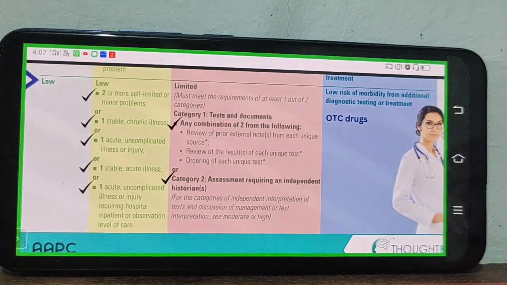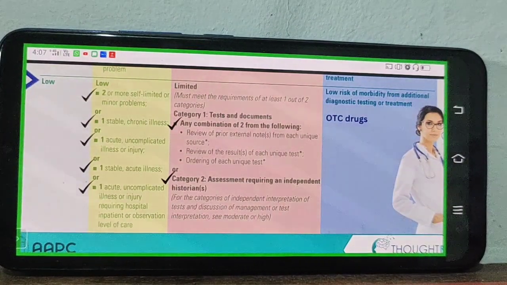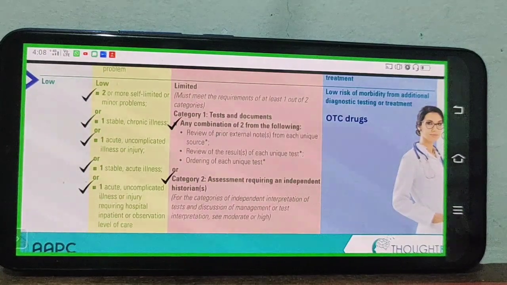Yes, ma'am. Can you explain with examples, ma'am? That means each test will be counted as 1 point, as you said, and an ECG will be counted as 2 points. Each test has a single point.